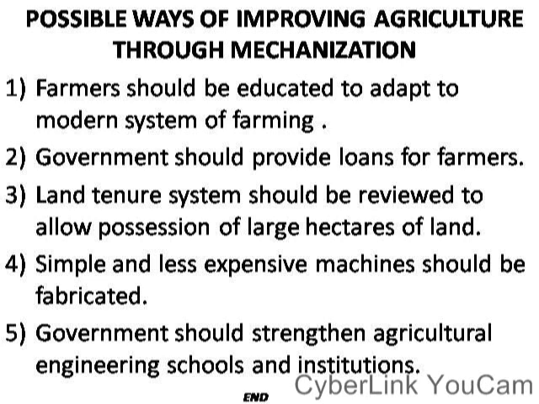Number 5, government should strengthen agricultural engineering schools and institutions. When this is done, there will be enough skills garnered towards the operation of farm machines in order to carry out farm operations, because the agricultural engineering schools will afford the people the knowledge to know the modern system of farming.